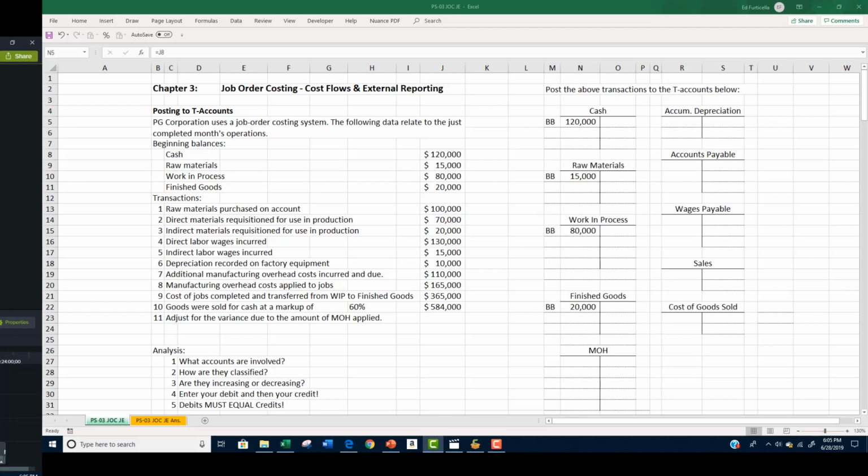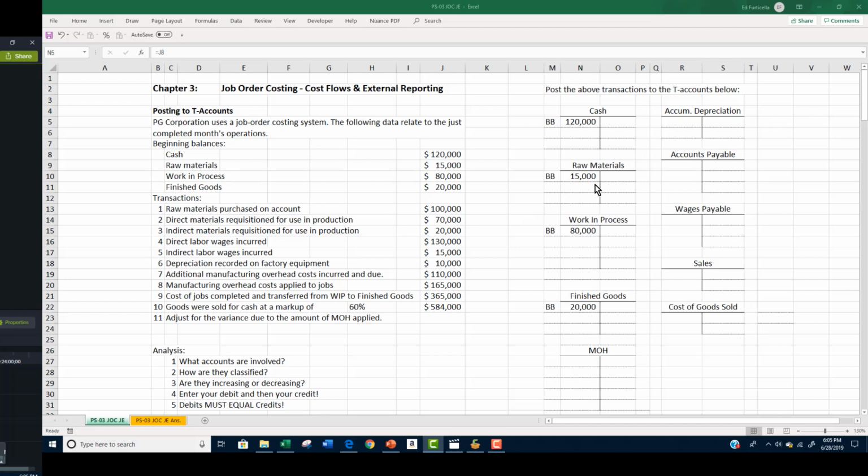Transaction 1 states that raw materials were purchased on account. We have two accounts involved, raw materials and accounts payable. The wording on account tells you that because we are paying later, we need to use accounts payable, which is a liability. If we were paying cash for the raw materials, the transaction would read raw materials purchased for cash. Raw materials are an asset.